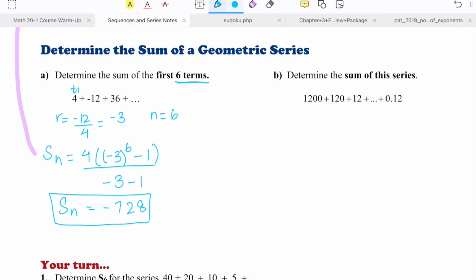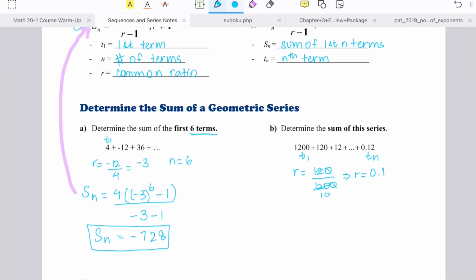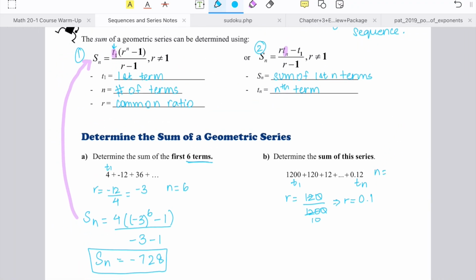Now, part B, I have T1 as 1200, Tn as 0.12. My ratio would be 120 divided by 1200, which is just r is equal to 0.1, right? So I have T1, I have Tn, I have r, but I don't have n, right? So which formula should I use? The second one. So I'll just plug this information in.